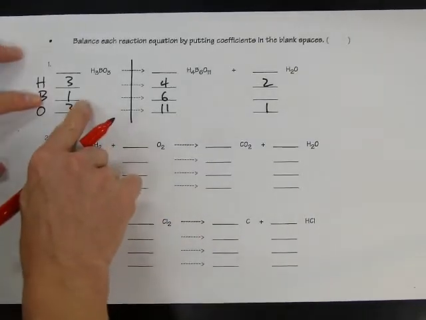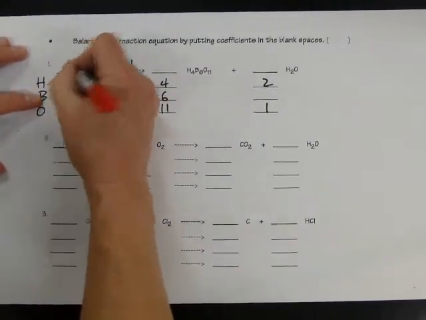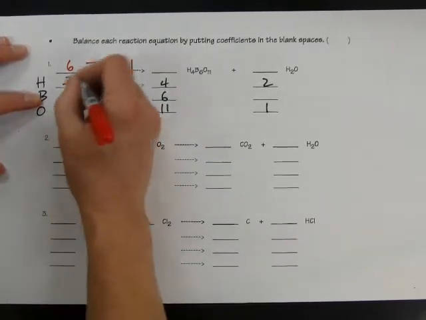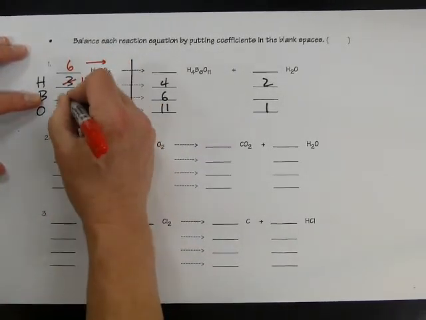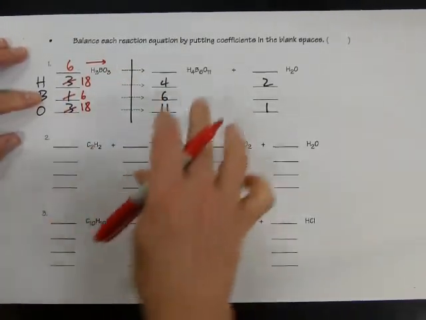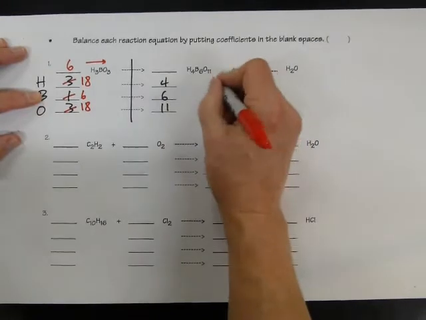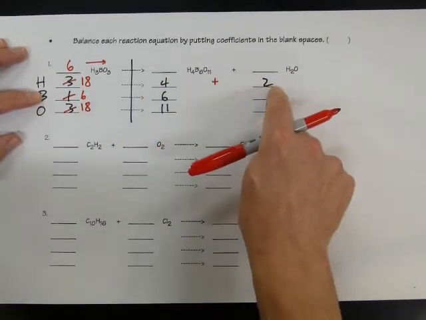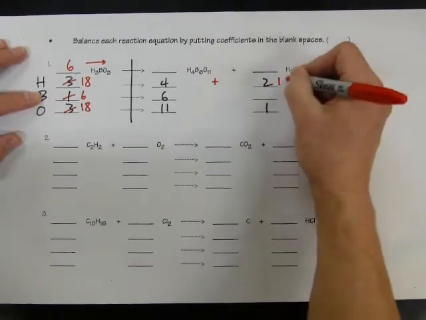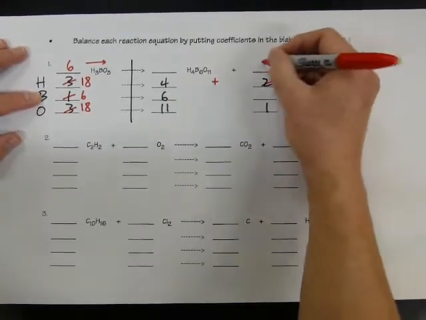So let's put them over here on the reactant side by multiplying by a coefficient of 6. That multiplies everything in the formula by 6. So 6 times 3 is 18. 6 times 1 is 6. 6 times 3 is 18. Now I need over here for these two to add up to 18. 4 plus 14 equals 18. To make this into a 14, I have to multiply by 7.